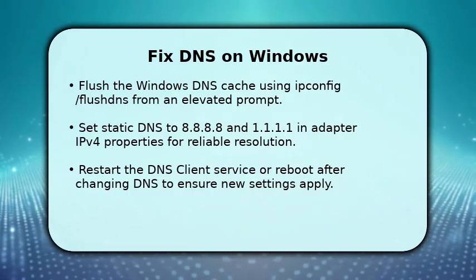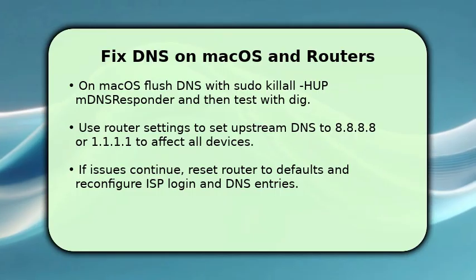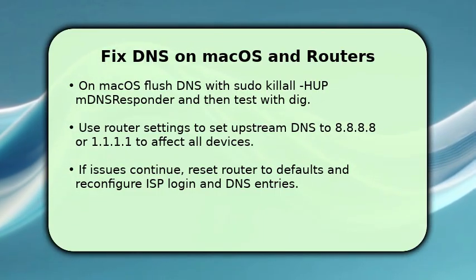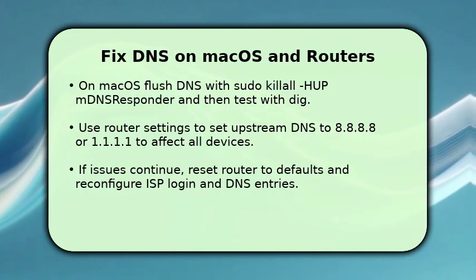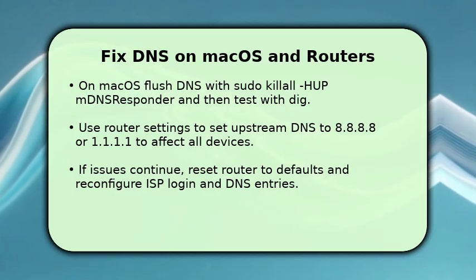For macOS, open Terminal and flush DNS with sudo killall -HUP mDNSResponder and then test with dig. Then open System Settings, choose Network, and set DNS entries to 8.8.8.8 and 8.8.4.4 in your active interface.